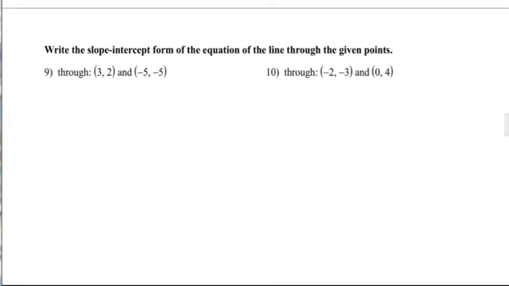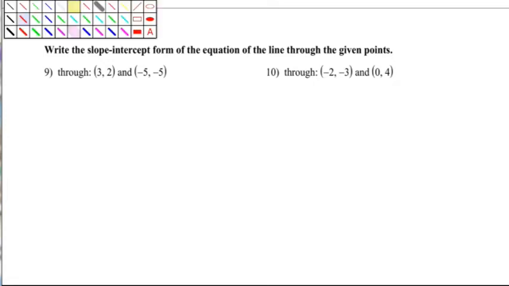The next 2 problems are asking us to write the slope-intercept form of the equation of the line through the given points. So we have a process for this, a 2-step process, where first we find the slope of the line using the slope formula, and then we find the y-intercept. So we start out by labeling our points. I'm going to label this as P1 and this is P2. So this allows me to label my x1 and my y1 and my x2 and my y2. I'm going to calculate my slope first. This is step 1.